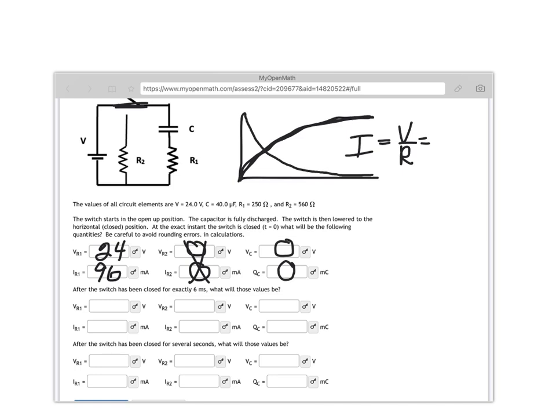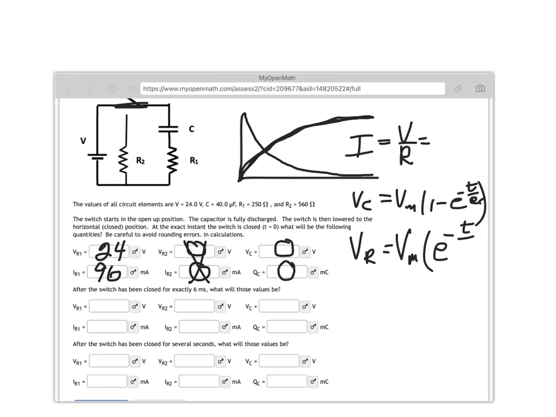the charging equation would be, if we were looking at the voltage across the capacitor, it would be Vmax times 1 minus e to the minus t over the time constant RC. And the voltage across the resistor, which is decaying, is just the maximum voltage times e to the minus t over the time constant RC. And you do need to use those equations to calculate these values. Let's come back to those.